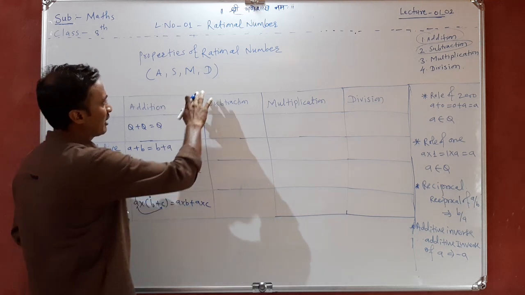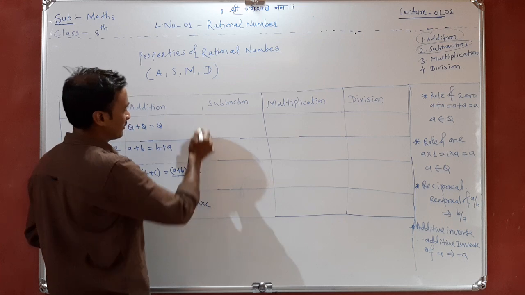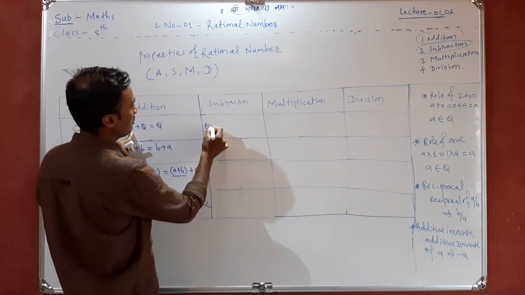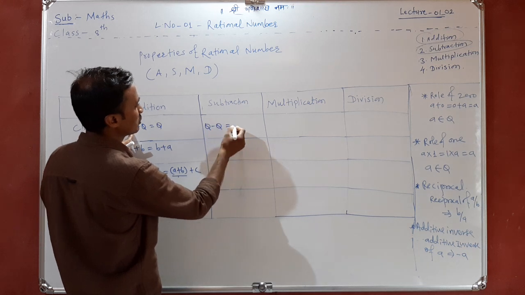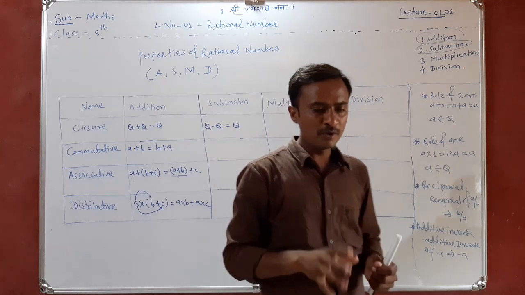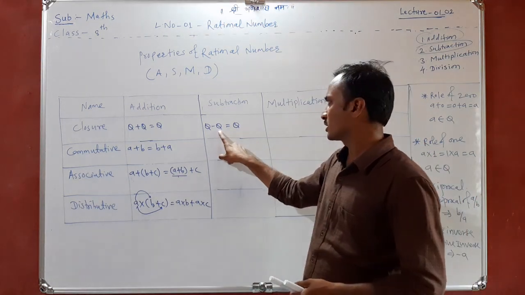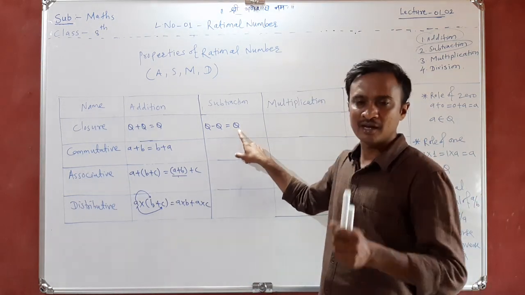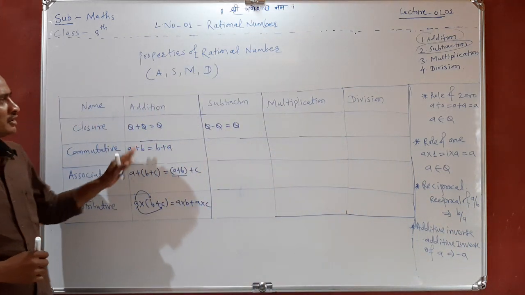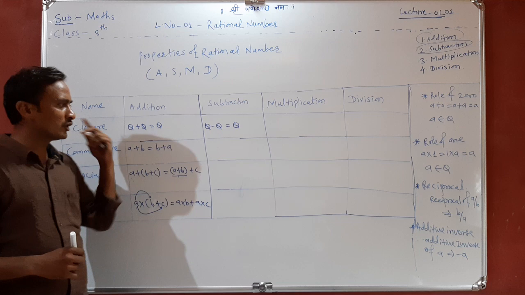Now the same I have to do for subtraction. Now see, Q minus Q is always Q. अगर आप कोई भी रैशनल नंबर में से कोई भी अनदर रैशनल नंबर को सब्ट्रैक्ट करते हैं तो आपको क्या मिलने वाला है, रैशनल नंबर. Now after that, the closure property for addition and subtraction we already saw.